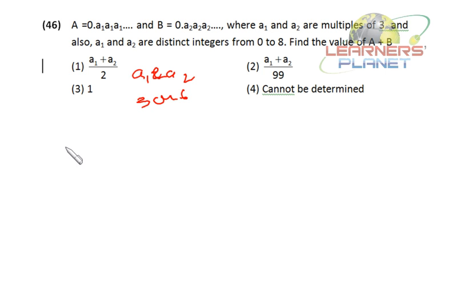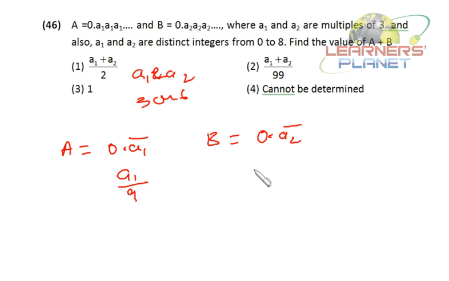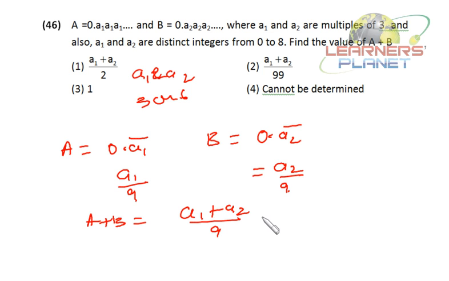Now let's solve. So A is equal to 0.A1 bar. Since A1 is repeated, 0.A1 bar can be written as A1 by 9. Similarly, B is equal to 0.A2 bar, so it is A2 by 9. Now A plus B will be A1 plus A2 by 9.